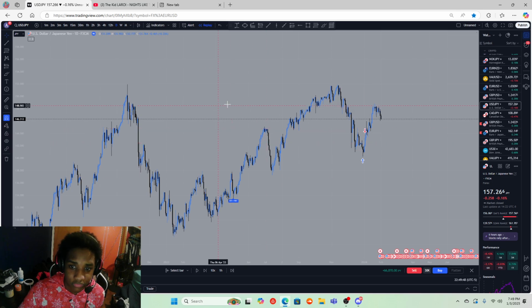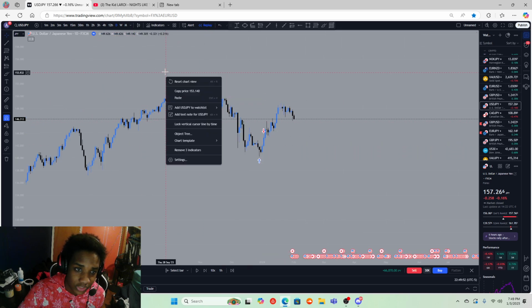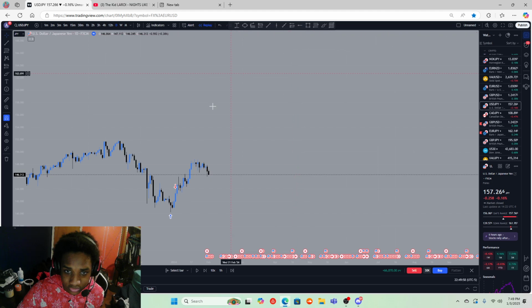Now, the first form of internal liquidity I want to talk about are fair value gaps. So, fair value gaps are imbalances in a market. Let me draw. We can have a market go like this.